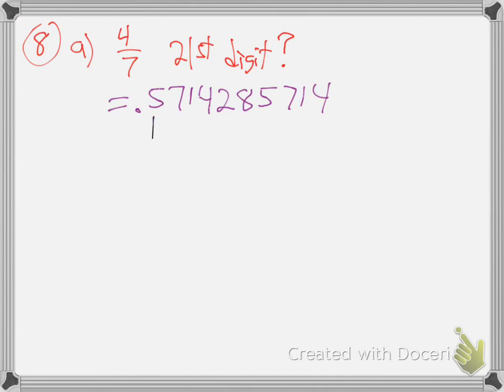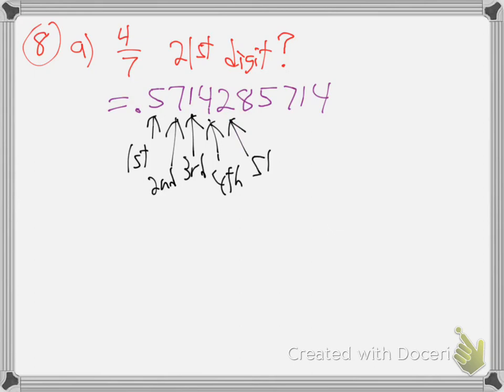In other words, this is the first digit. This is the second. This is the third. The third is a 1. The fourth is a 4. The fifth is a 2, etc. They want me to go all the way down to the 21st digit. What in the world is it? How am I going to figure out the 21st digit?